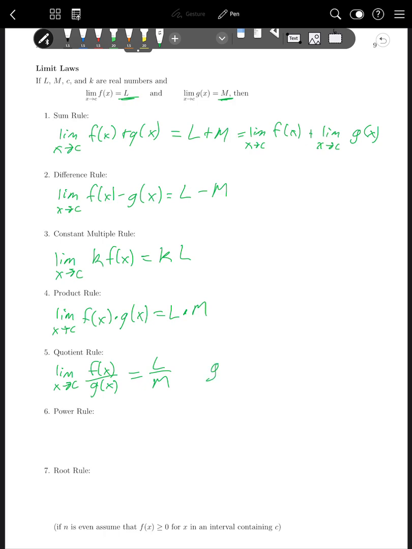And there's one thing here: g of x cannot equal 0. Or I shouldn't say g of x can't equal 0. The limit can't equal 0. So M cannot equal 0. The power rule says the limit as x approaches c of f of x to the nth power is just L to the nth. And the root rule says the limit as x approaches c of the nth root of f of x simply equals the nth root of L. Okay. So these are all rules we can use to break up complicated expressions into simpler limits.